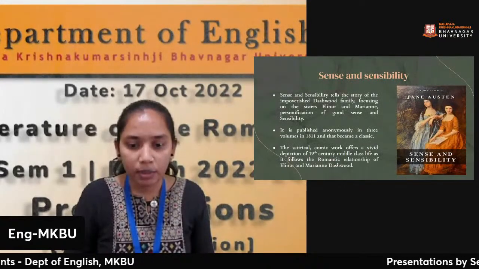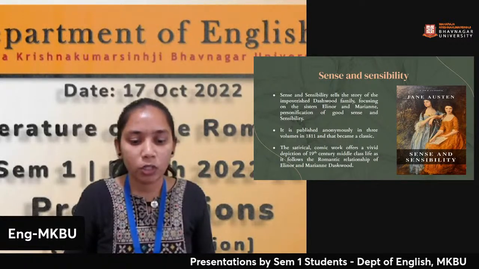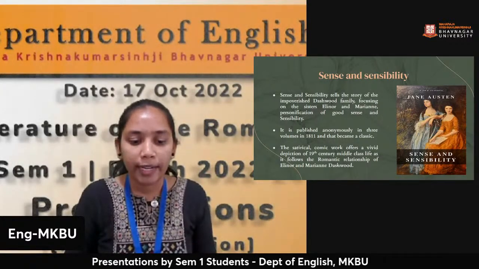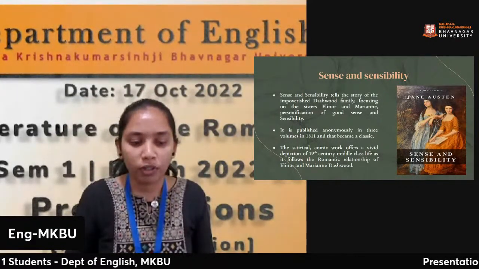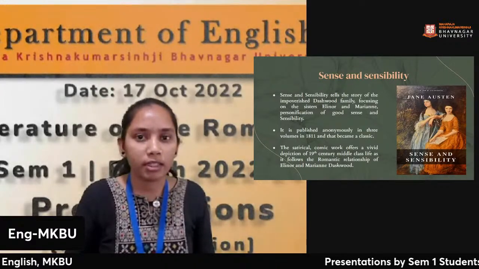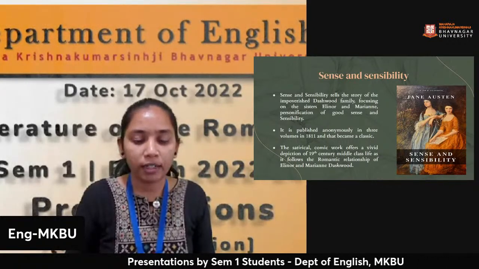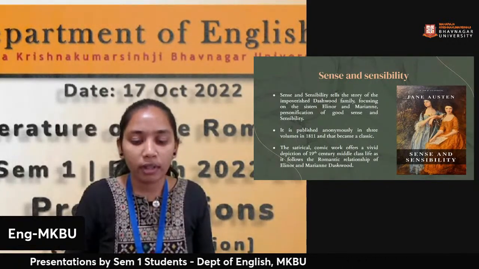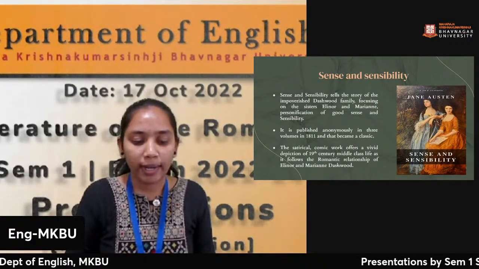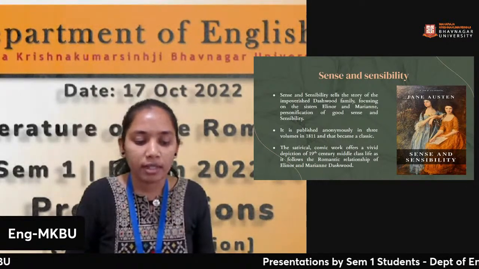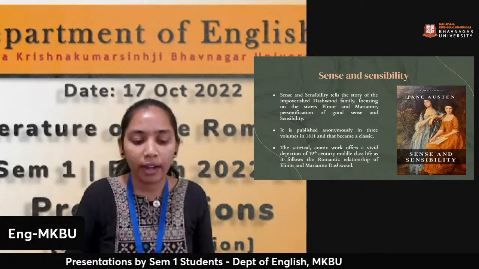Sense and Sensibility, a second novel of Jane Austen. Sense and Sensibility tells the story of the impoverished Dashwood family, focusing on the sisters Elinor and Marianne, personifications of good sense and sensibility. It was published anonymously in three volumes in 1811 and became a classic. The satirical comic work offers a vivid depiction of 19th century middle class life as it follows the romantic relationships of Elinor and Marianne Dashwood.